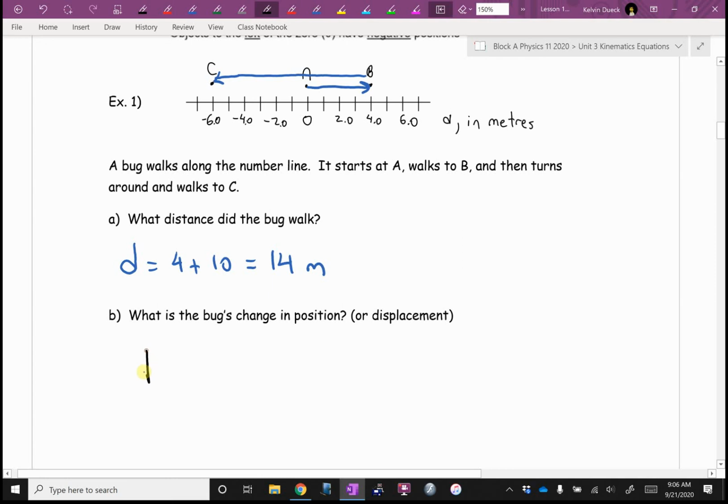What's the bug's displacement or change in position? Well, it started here, it ended up there. Negative 6. Or you could write 6 meters left. Which one of those is less writing? But I won't take marks off if you write the other way. The only thing I'll say is don't say negative 6 meters left, because what would negative left technically be? I would argue it would be to the right. So use one or the other. Don't commit, okay?